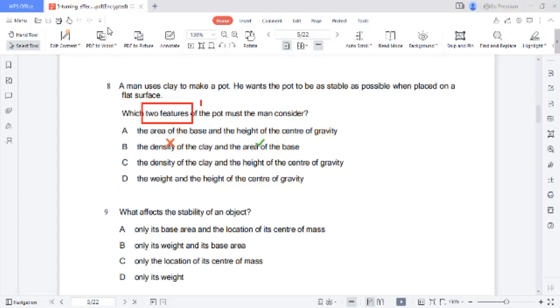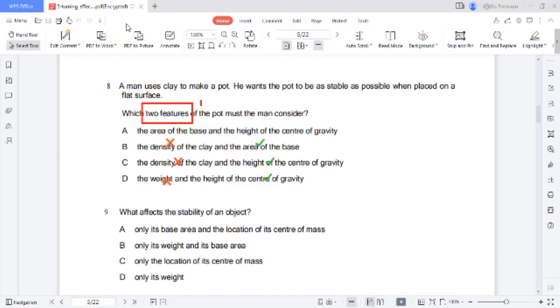The density of the clay and height of center of mass. The weight and height of the center of mass: there is no link with weight. So that's wrong. One part is wrong, which means it is totally wrong.